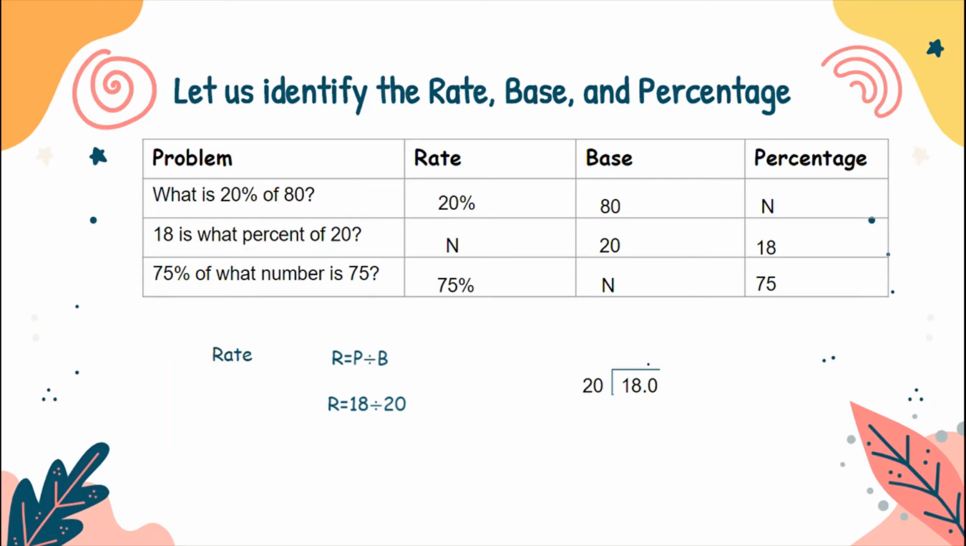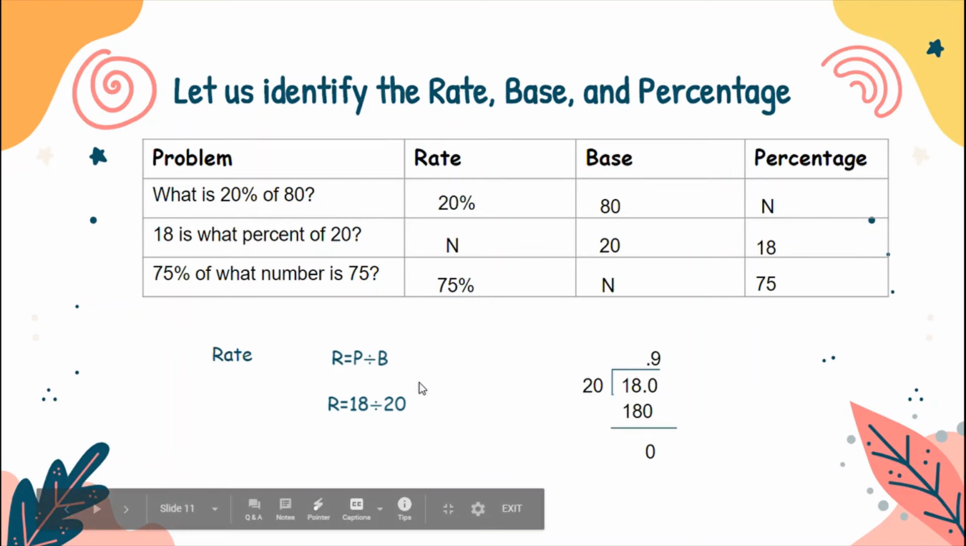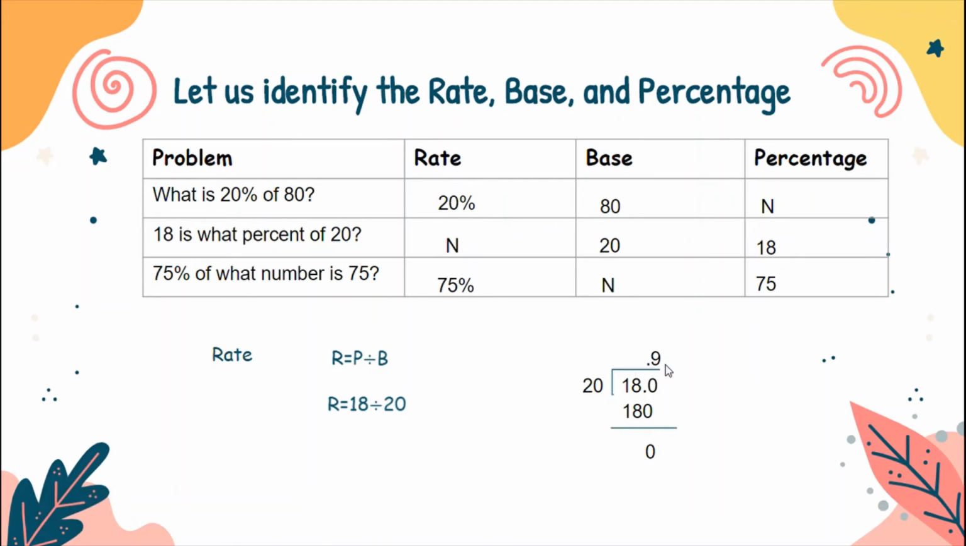180 divided by 20, the answer is 9. 9 times 20 is 180. And 180 minus 180 is 0. Now, since our answer should be a rate, and a rate carries the percent symbol, and percent means 100, the decimal 0.9 here we are going to convert again into percent.